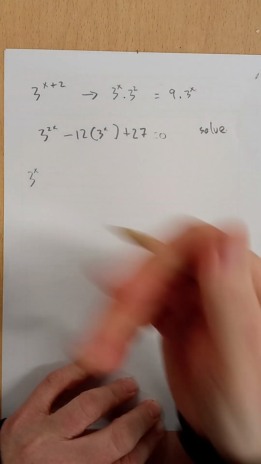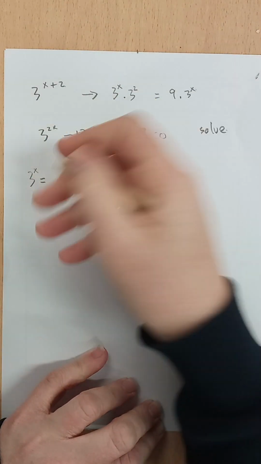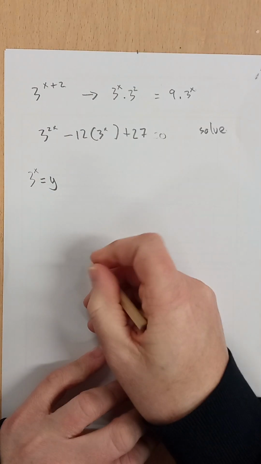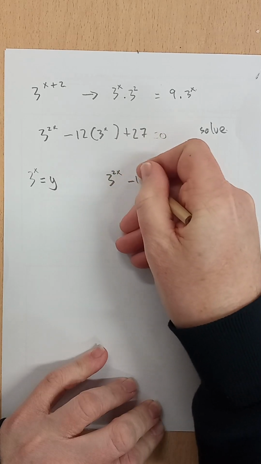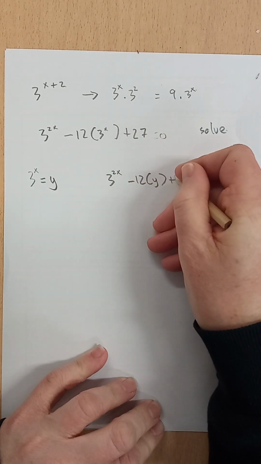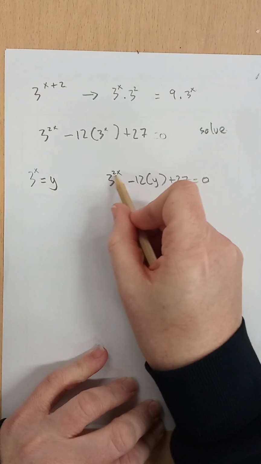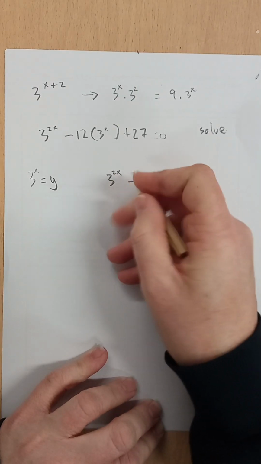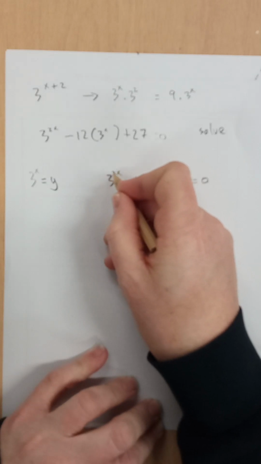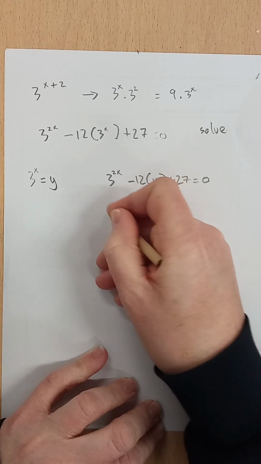Now, let's say I wanted to replace it with something easier to deal with. Let's just replace it with a y. Then that would be 3 to the power of 2x minus 12 times y plus 27 equals 0. I still haven't replaced the 3 to the power of 2x, because I need to separate it from the 2. So I need a rule that will help me separate it. When I have two indices that are multiplied together, they must have come from the bracket rule. So in other words, it used to look like this.